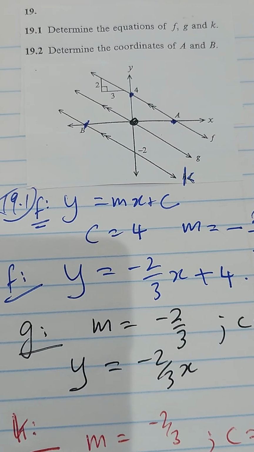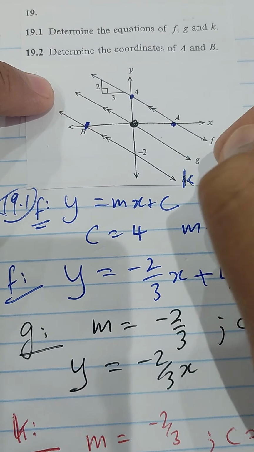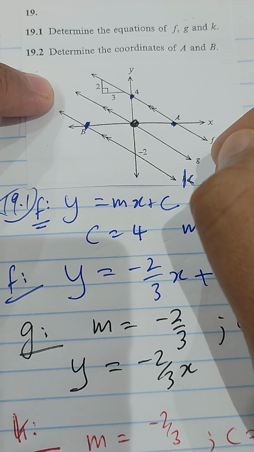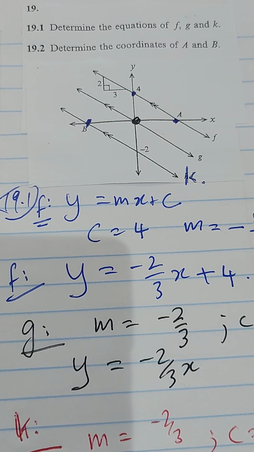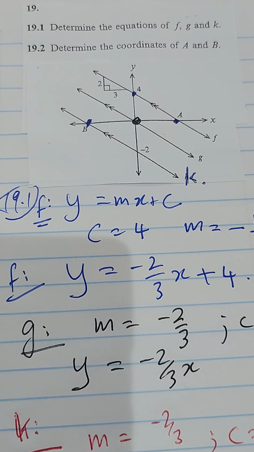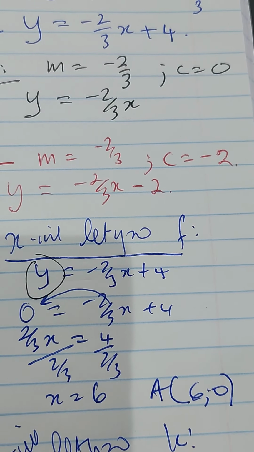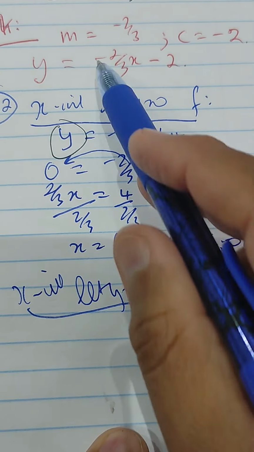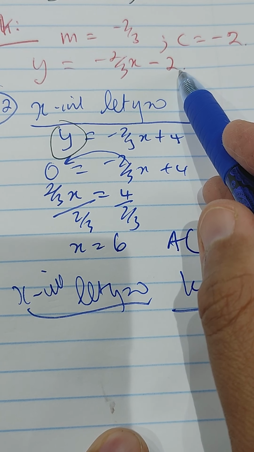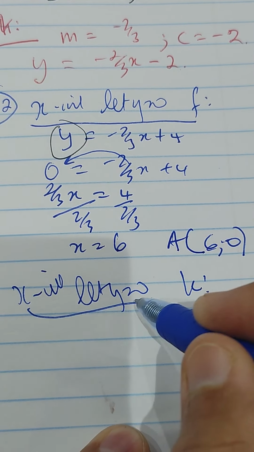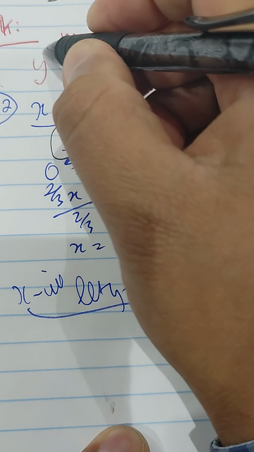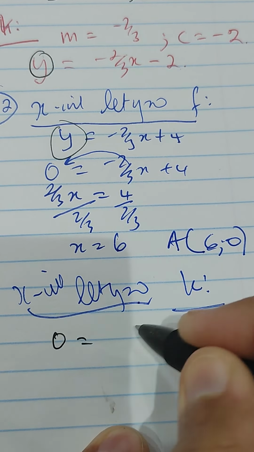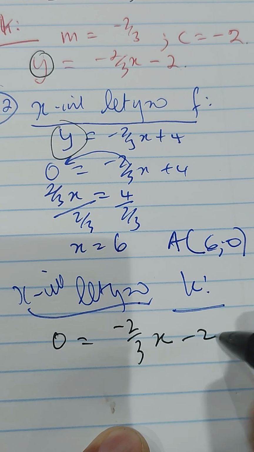If you're looking at B, however, B is the x-intercept of K. So how do I work out the x-intercept? We let y equal to 0, and it is of K. So let's keep K in focus there. K's equation is negative 2 over 3 x minus 2. So again, your y is 0, so we're going to replace y with 0. So 0 is equal to negative 2 over 3x minus 2.